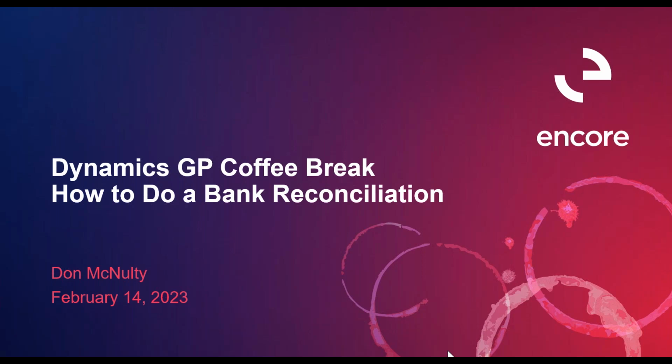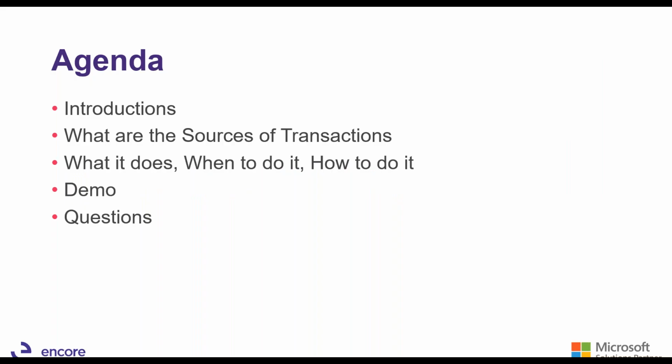So today we're going to talk about bank rec. It's kind of one of those things that the accountants do. We do them once a month, so that's kind of what we're working on. For the agenda here, introductions we've done, but what are the sources of transactions? What goes into a bank rec? What kind of transactions go into bank rec? How do I populate my bank rec transaction? What it does, when to do it, and how to do it. Basically, how do we create the bank rec so that we can match it up to our bank and have a third-party authentication on a balance on our balance sheet.